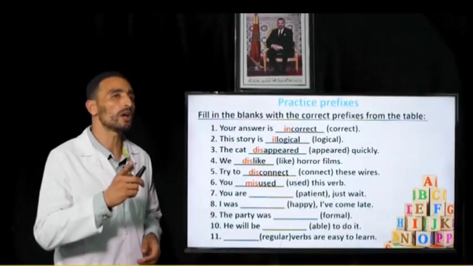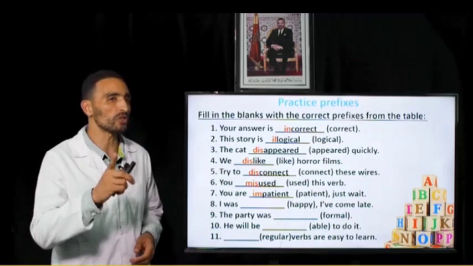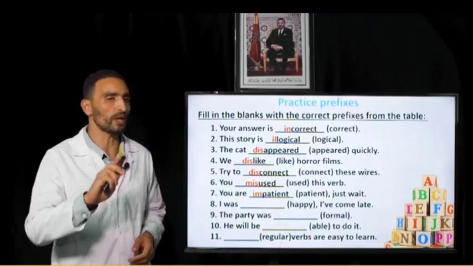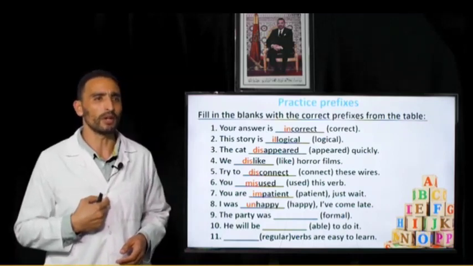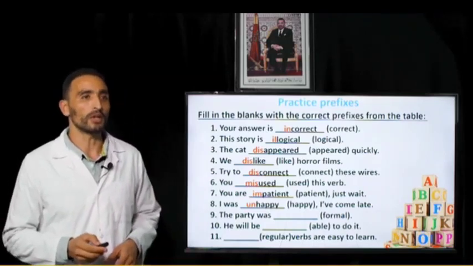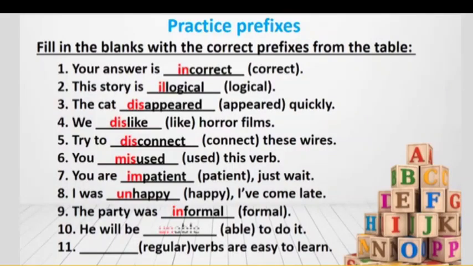Number 6, you misused this verb. Number 7, you are impatient. You are impatient. Just wait. Number 8, I was unhappy. I have come late. Number 9, the party was informal. Number 10, he will be unable to do it. And number 11, the opposite of regular is irregular. So irregular verbs are easy to learn.